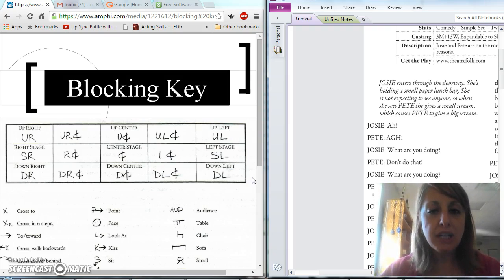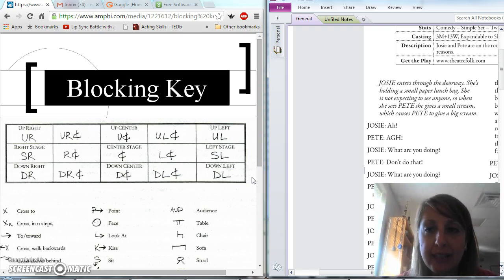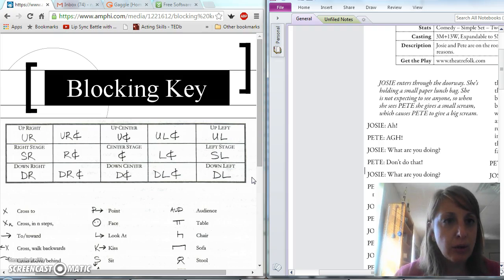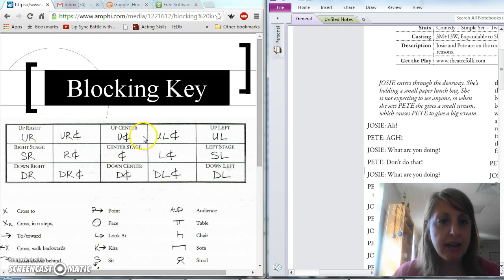So you guys should have a blocking key that you were able to download from the Padlet link. So take a look at that blocking key. You will see some of the stuff you already learned, which is parts of the stage. So the DRs, the down right center, down left center, down left, those are the parts that are closest to the audience. So these parts right here, closest to the audience. Up is the part of the stage that's farthest away from the audience, and then all of this right here is the center of the stage.